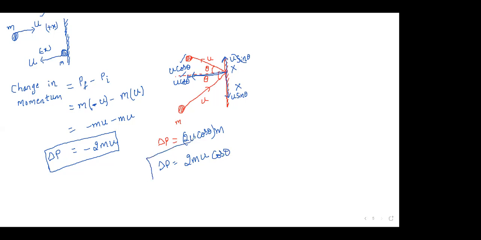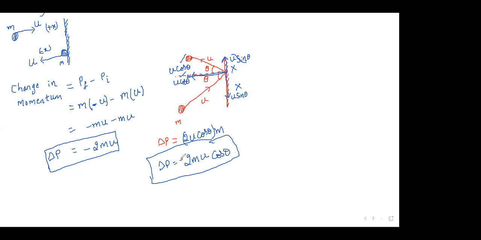So what is the change in momentum? 2 times mu cos theta. If you refer to this as the negative x-axis, you can treat this as minus also, no doubt about that. So this is how we calculate the change in momentum in the case of an inclined plane, students.